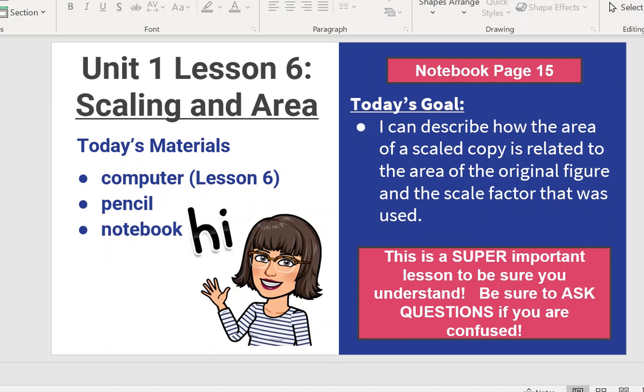Okay, so this is the lesson that you are going to be missing in class today. This is a super important lesson, somewhat difficult to understand, but hopefully we can get it through this video. If you have questions, make sure that you ask. You can either ask myself or you can ask a classmate.